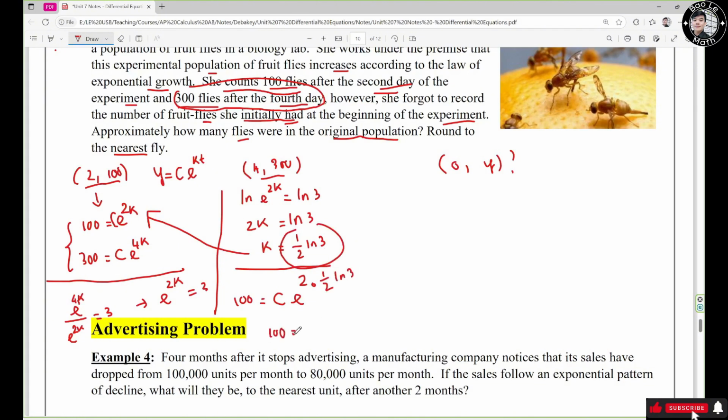So 100 equals c times e raised to the natural log of 3, right? Now this turns out to be 100 equals c times 3, because e raised to the natural log of 3 equals 3. Now c equals 100 divided by 3, right? So the equation should be y equals 100 divided by 3 times e raised to the k equals 1/2 natural log 3, times t, right?